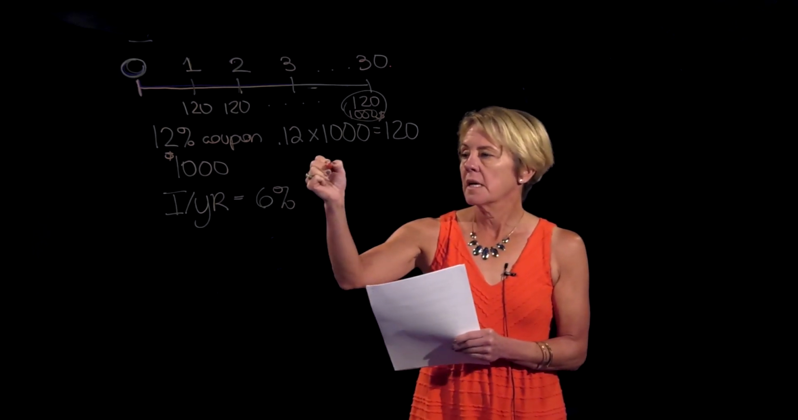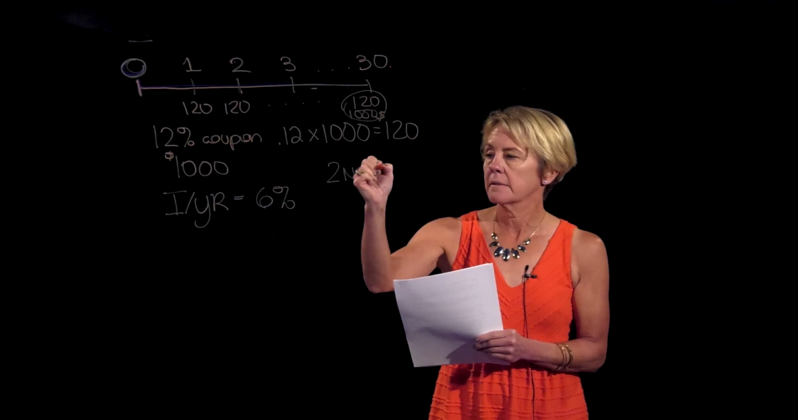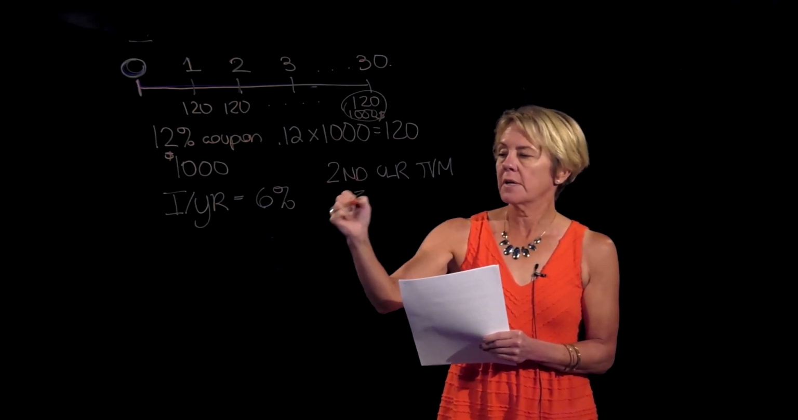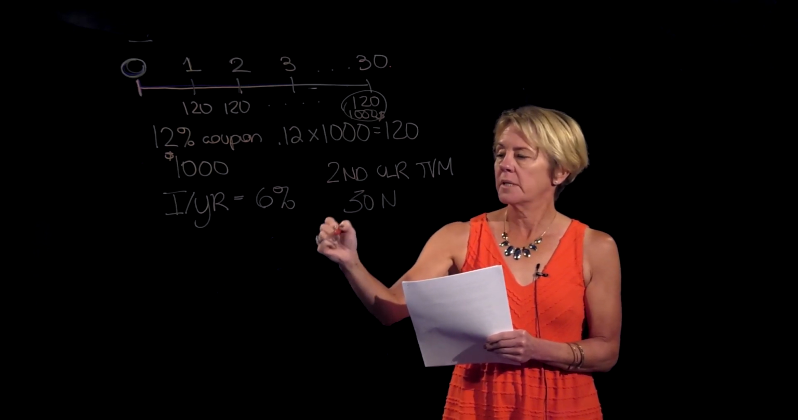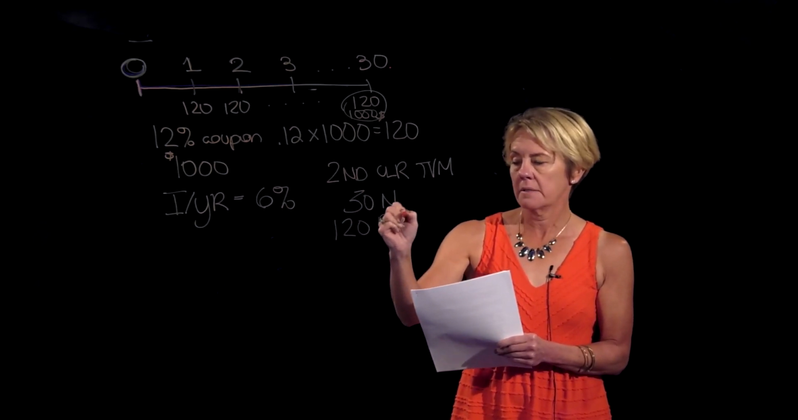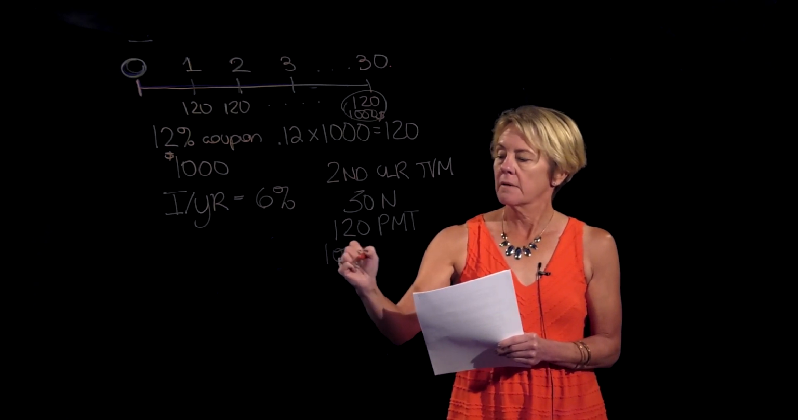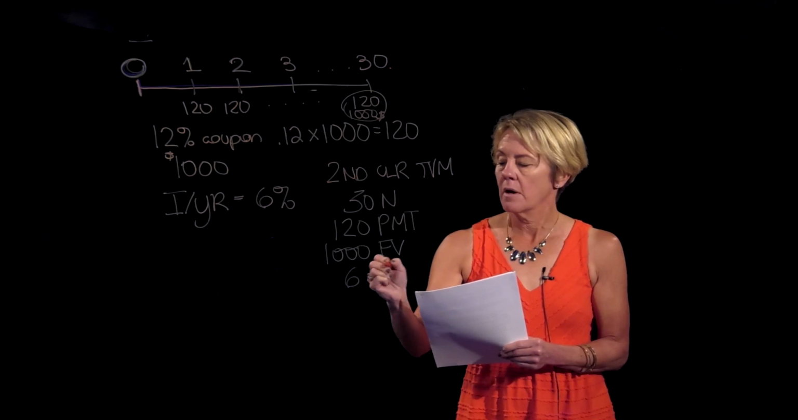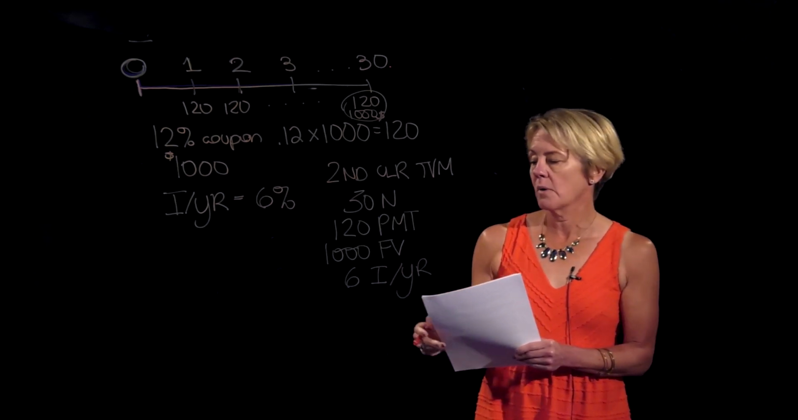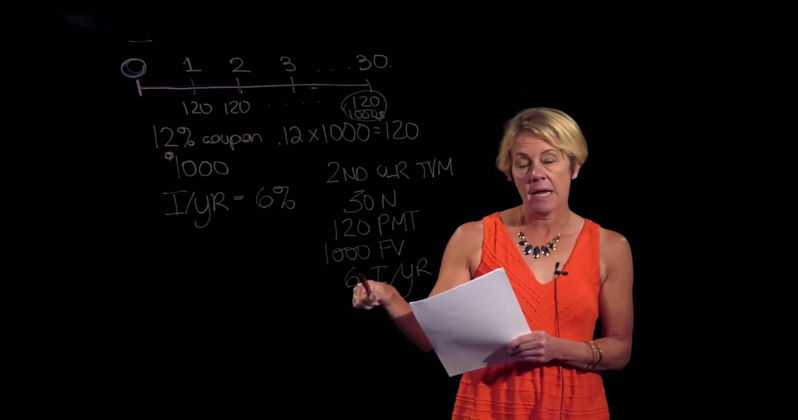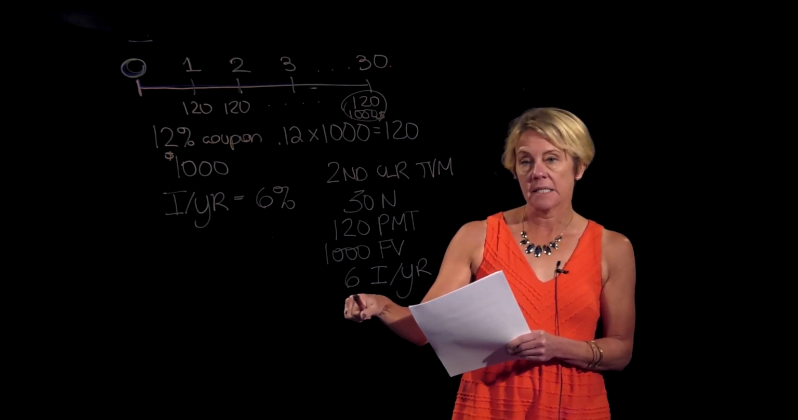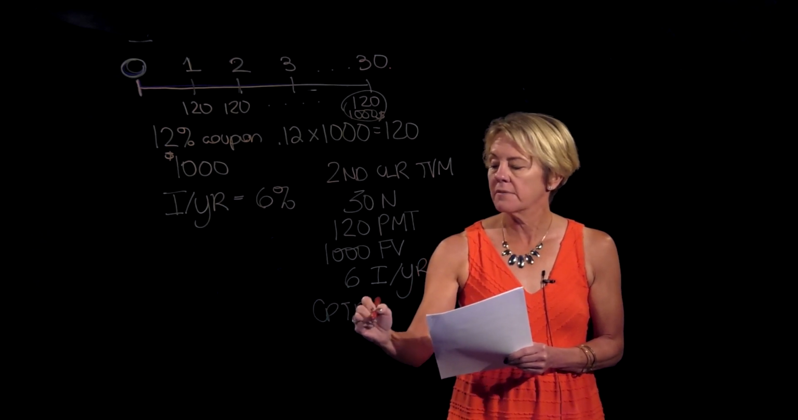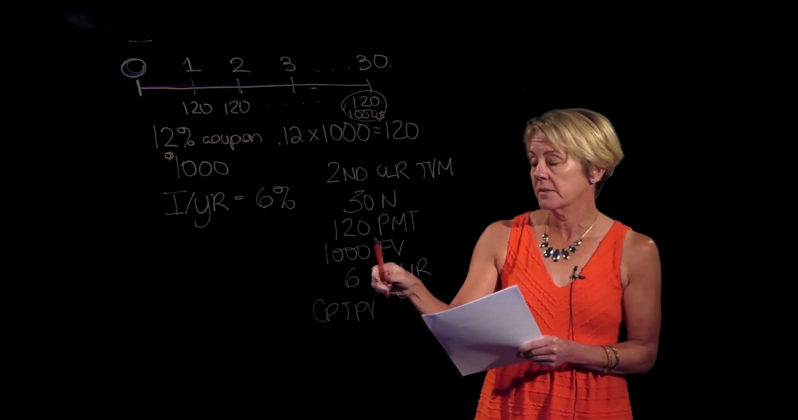So I'm going to clear time value of money. I'm going to put in 30 for N, 120 for my payment, 1,000 for my future value, and I'm going to put in 6% for my yield to maturity, my I over Y. Again, this goes in as a percent and not as a decimal in the calculator convention. And then I'm going to compute the present value or the price of the bond.